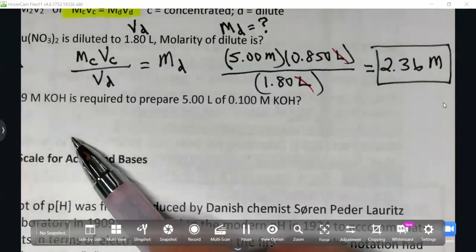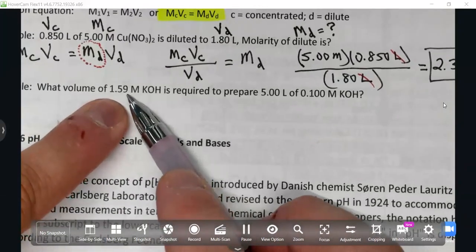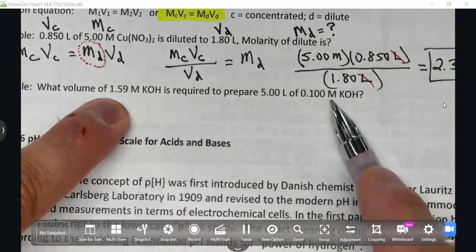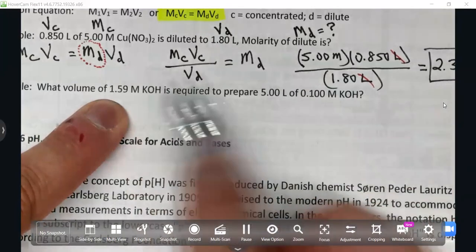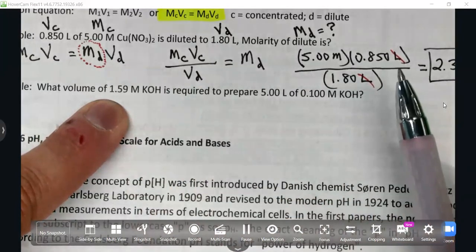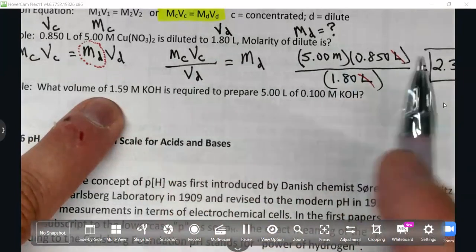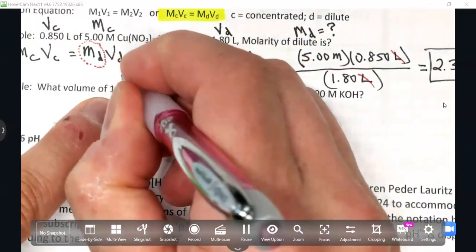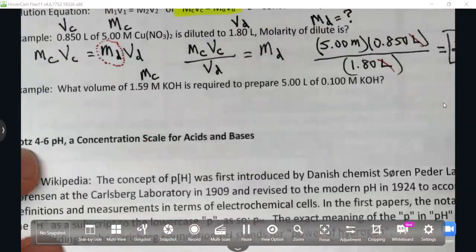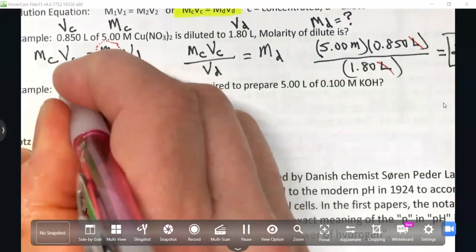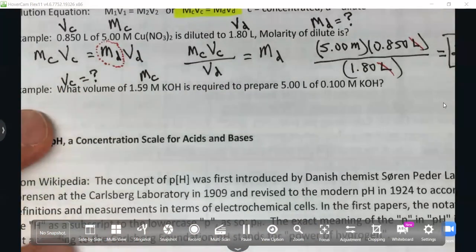Okay, this one. So we can already look. This is 1.59 molarity. This is 0.1. This is molarity of the dilute. This is molarity of the concentrated. Just looking at this, right? So what volume of 1.59 molarity? This is molarity of the concentrated. We're looking for the volume of the concentrated just by reading that right away.